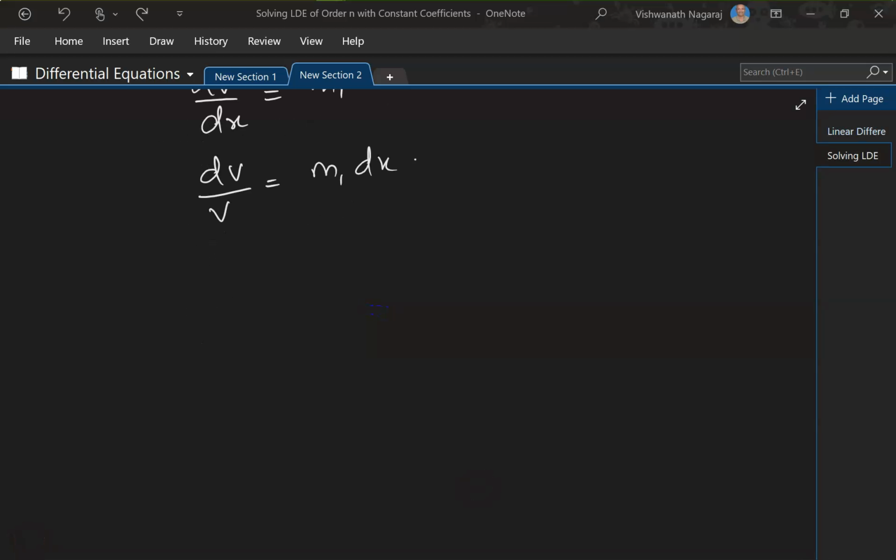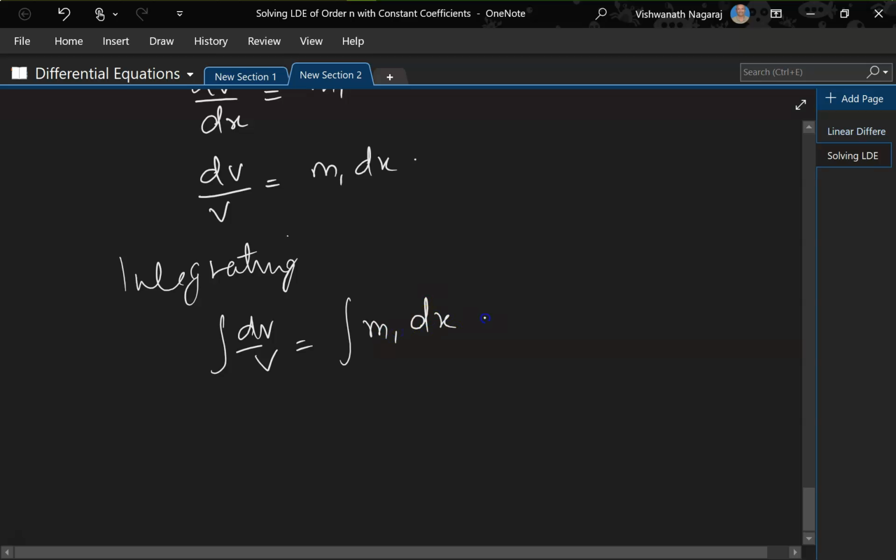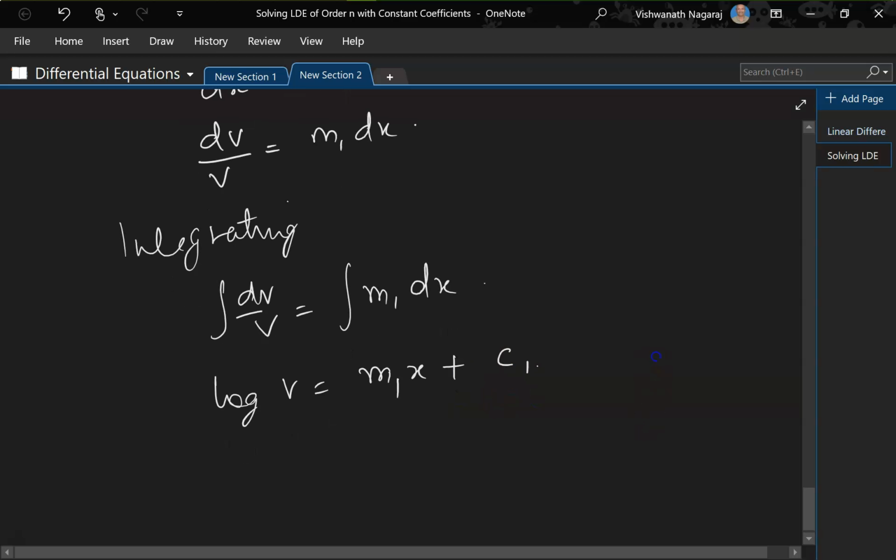Now let's solve this. Let's integrate. So integrating, we get the integral of dv by v is equal to the integral of m1 dx. This we get log v is equal to m1 x plus, let's say, c1, the constant of integration.